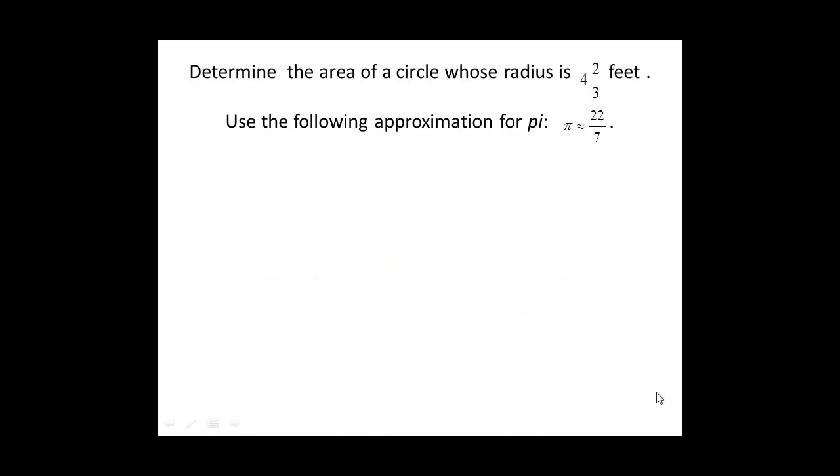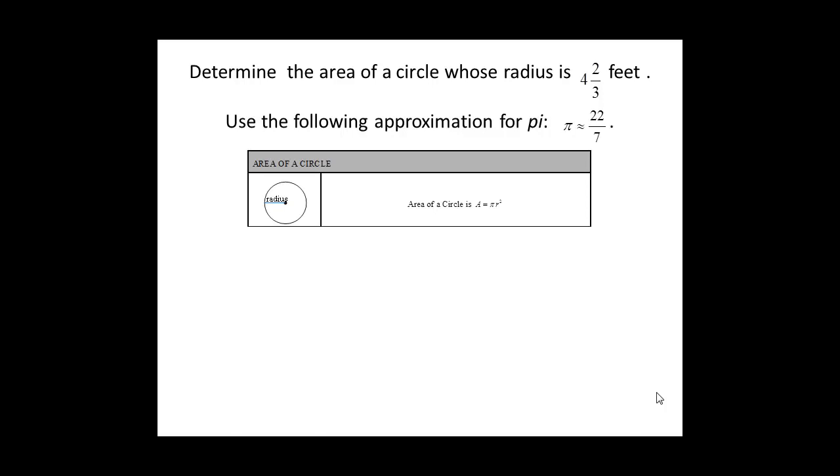Determine the area of a circle whose radius is 4 2/3 feet. Use the following approximation for pi. Pi approximately equals 22 over 7. The area of a circle can be calculated as pi times r squared, where r is the radius, and in this problem we will use the approximation for pi as 22 over 7.